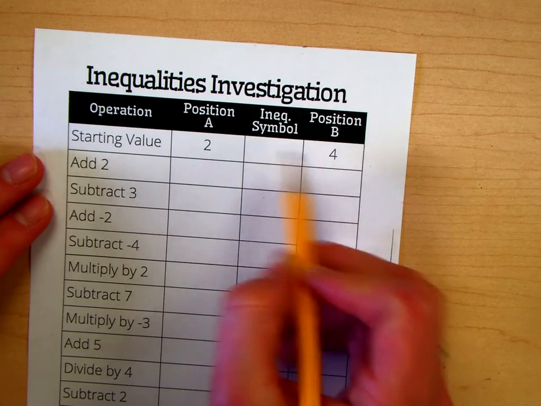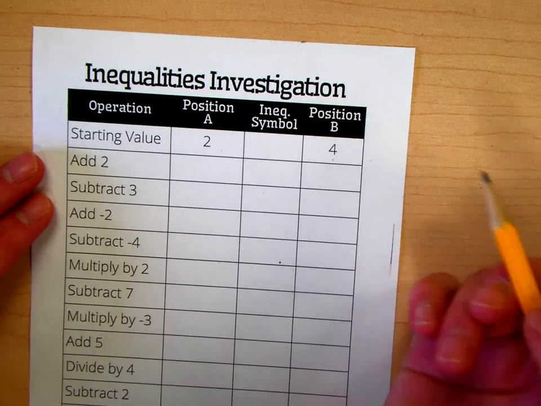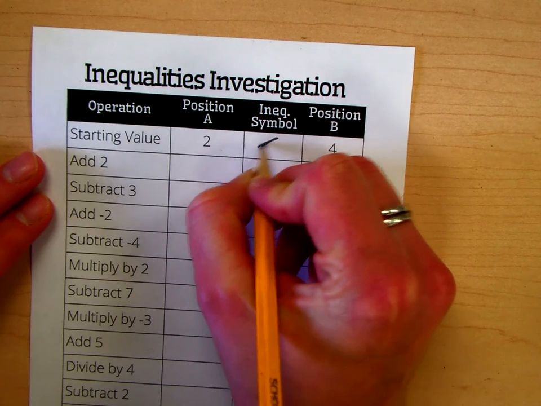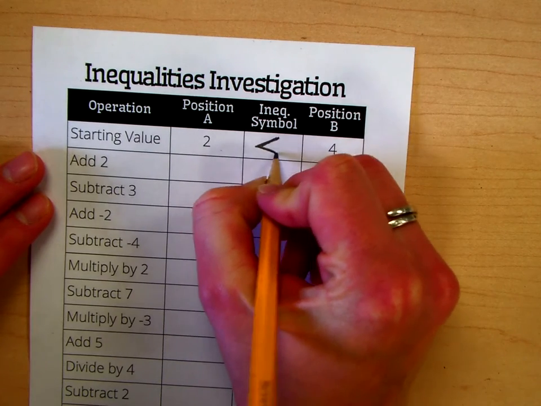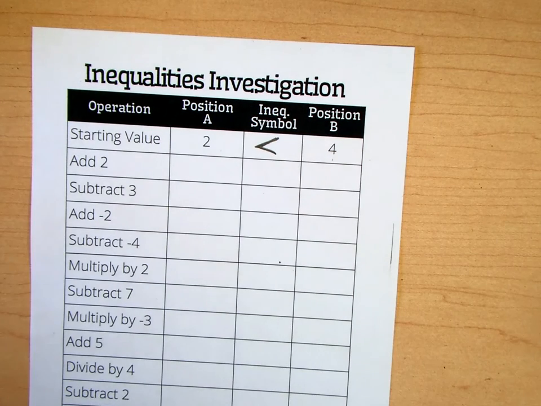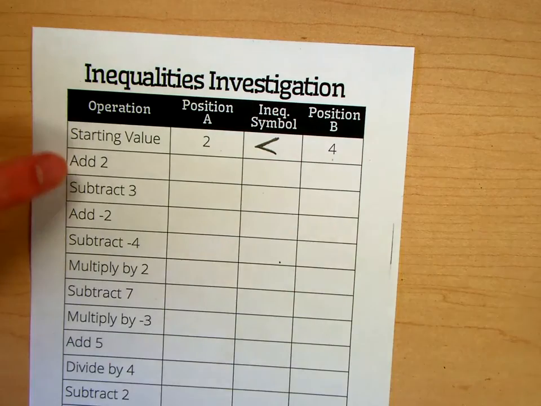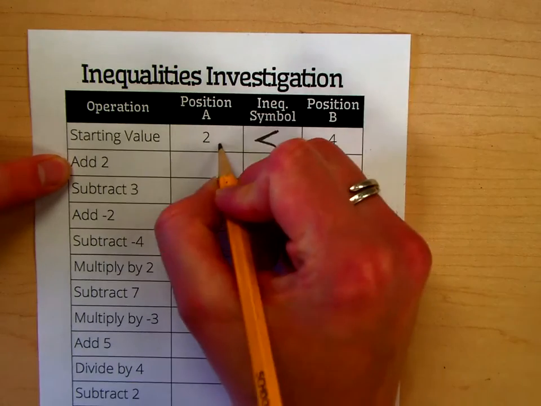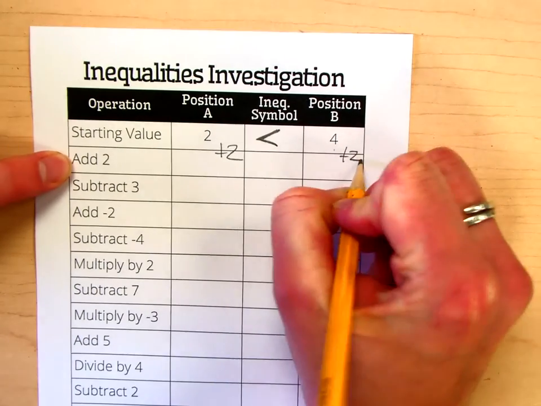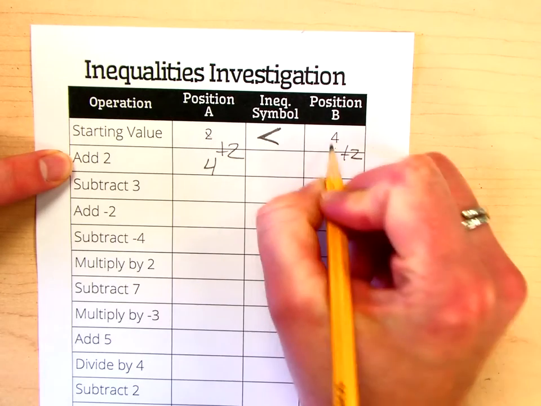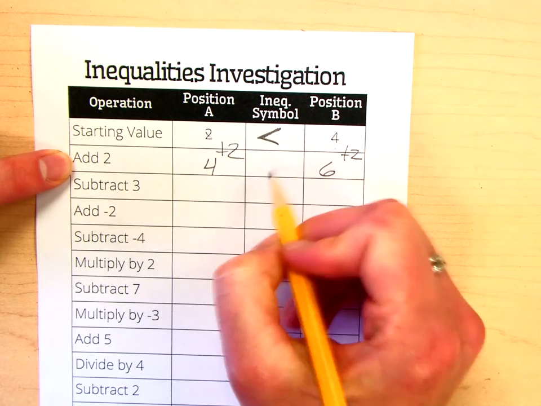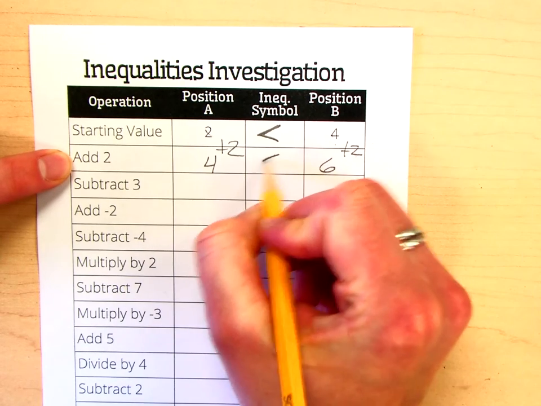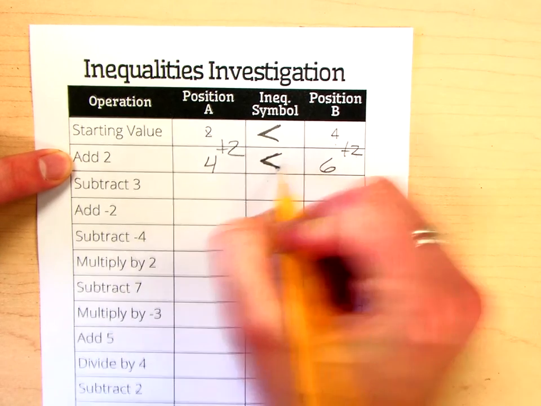Like this one gives us 2 and 4. Remember the alligator always eats the bigger number. So I'm going to put my inequality symbol in there so that it looks like the alligator is eating 4. To keep going, it says we're going to add 2, so I'm going to add 2 to both sides. 2 plus 2 is 4, 4 plus 2 is 6. To make this inequality true, the alligator is going to eat 6.